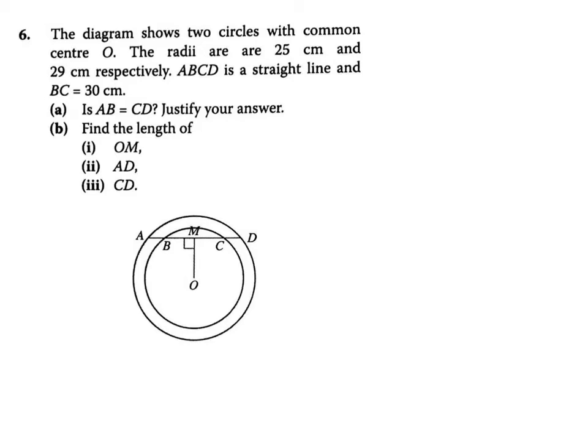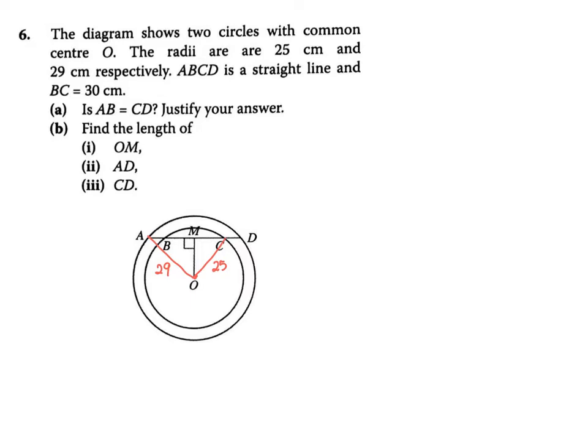The diagram shows two circles with common center O. The radii are 25 cm, that means the shorter one, and 29 cm respectively. How can I draw the radius into these circles? So maybe I can draw O to C as the first radius, the smaller radius 25 cm, and maybe O to A as the larger radius 29 cm.